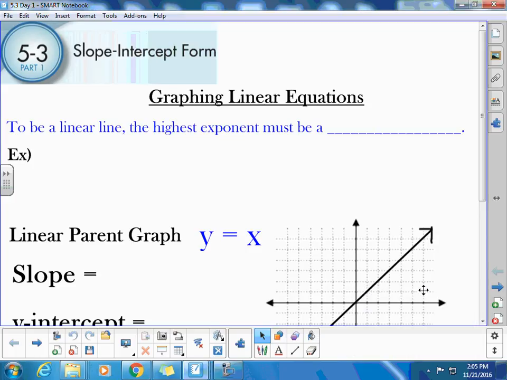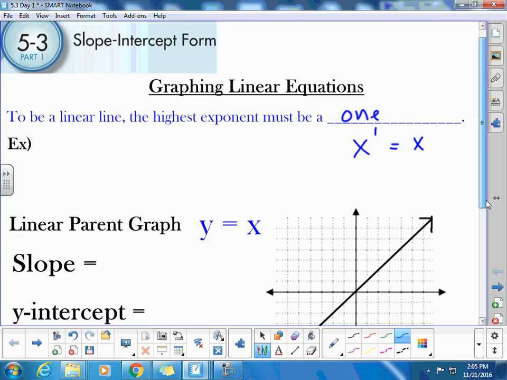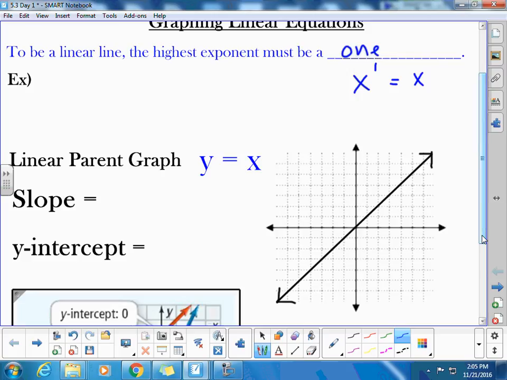2.3 slope-intercept form. Hopefully we're sitting in a good spot because we did some of this in chapter 4 also, but we're talking about just graphing linear equations. To graph a linear equation, remember if it's a linear equation, the highest exponent must be a 1. That means x to the first power, which is just some x's. So we can't have x squared, we can't have x to the third, we can't have x to the 1/2, we can't have x to the 0. It has to be x raised to the first power or just x.